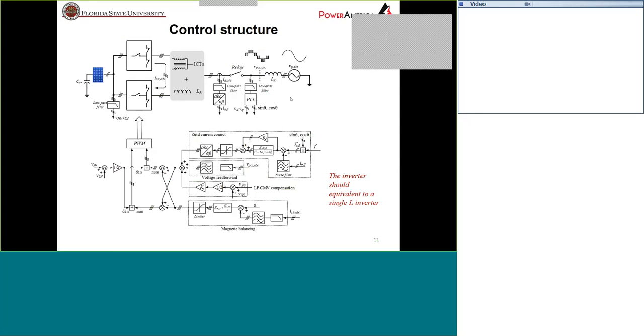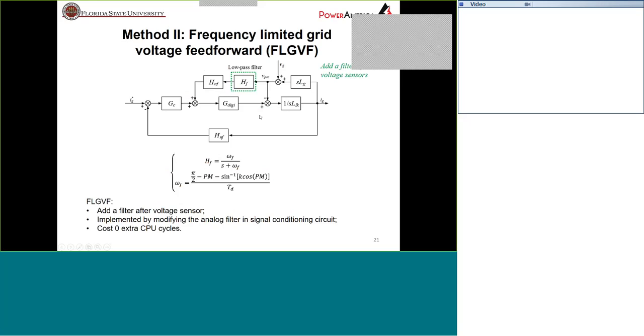This is because this environment always has noise. To get rid of the noise, we usually have a low-pass filter in the signal conditioning circuit to get rid of the switching noise or higher noise. So in this method, what we need to do is to modify the RC parameters of the signal filter after the sensor. And these equations give the cutoff frequency of this filter, and for simplicity, we only require a first order filter. So the FLGVF can be implemented as a pure analog filter in the signal path, so it costs 0 CPU cycles.